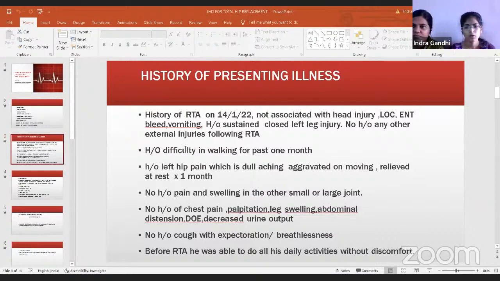History of difficulty in walking for the past 1 month, and left hip pain which is dull aching, aggravated on moving, relieved at rest for the past 1 month. No history of pain and swelling in other small or large joints. There is no history of chest pain, palpitation, leg swelling, abdominal distension, dyspnea on exertion, or decreased urine output. There is no history of cough with expectoration or breathlessness. Before the road traffic accident, he was able to do all his daily activities without discomfort.